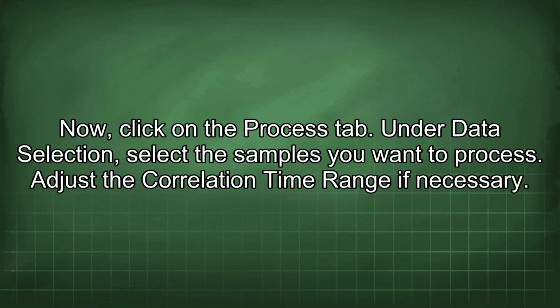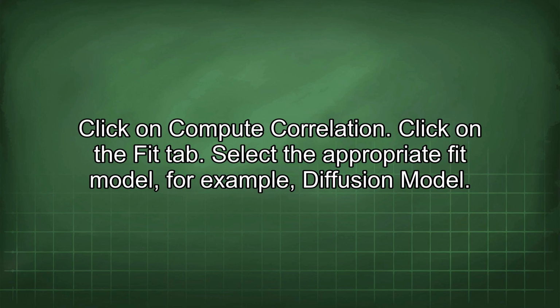Now click on the Process tab. Under Data Selection, select the samples you want to process. Adjust the correlation time range if necessary. Click on Compute Correlation.